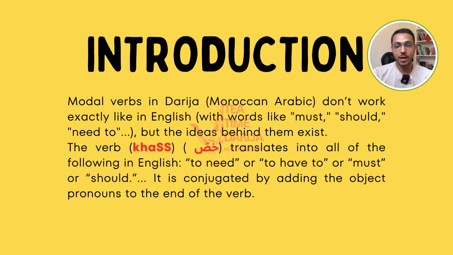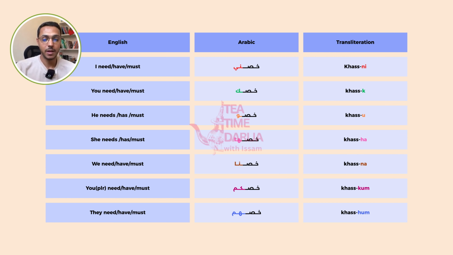The verb khas translates into all of the following in English: to need, have to, must, should, or ought to. It is conjugated by adding the object pronouns to the end of the verb. If you don't know the object pronouns yet, I recommend watching this video on our YouTube channel. Now, let me show you how we conjugate khas with all the pronouns that we have in Darija.